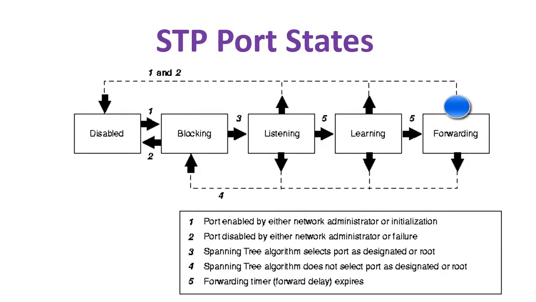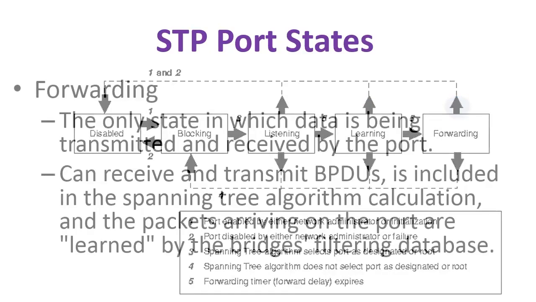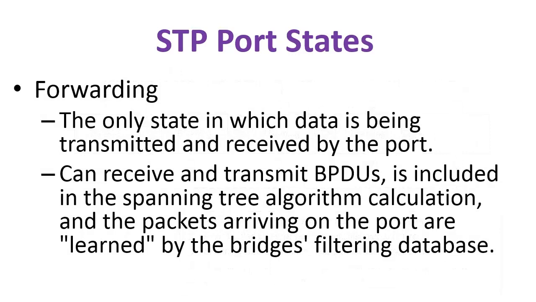And as appropriate, let's move on to the forwarding state. The forwarding state is the only state in which data is being transmitted and received by the port. It can receive and transmit BPDUs and is included in the spanning tree algorithm calculation. The packets arriving on the port are learned by the bridge's filtering database.